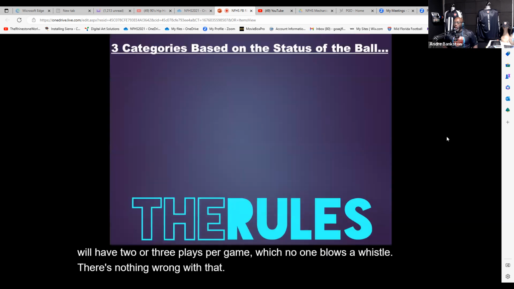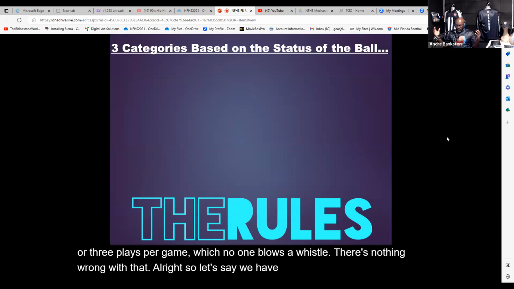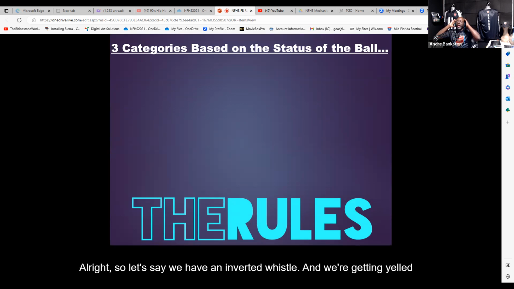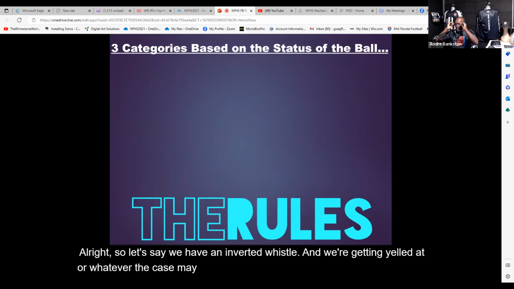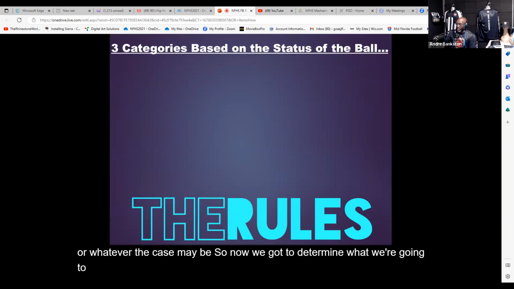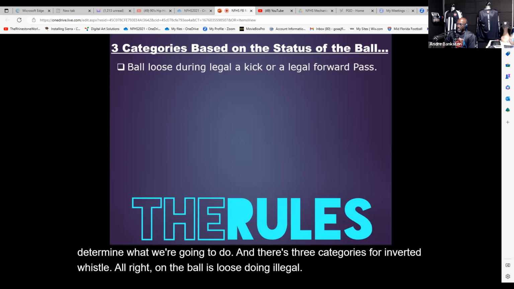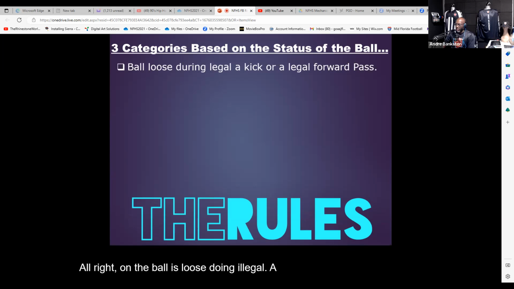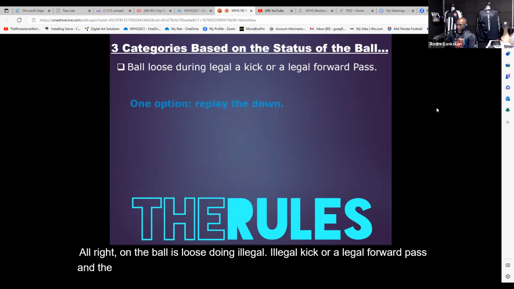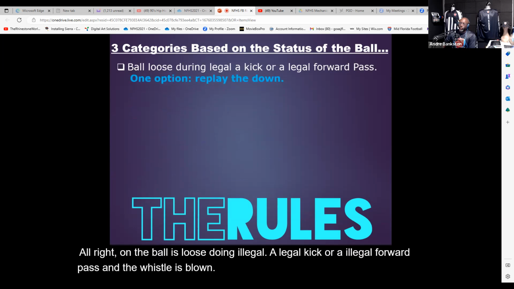All right. So let's say we have an inadvertent whistle and we're getting yelled at and whatever the case may be. So now we've got to determine what we're going to do. And there's 3 categories for an inadvertent whistle. The ball is loose during a legal kick or a legal forward pass, and the whistle is blown. There's only one option. You're going to replay the down.